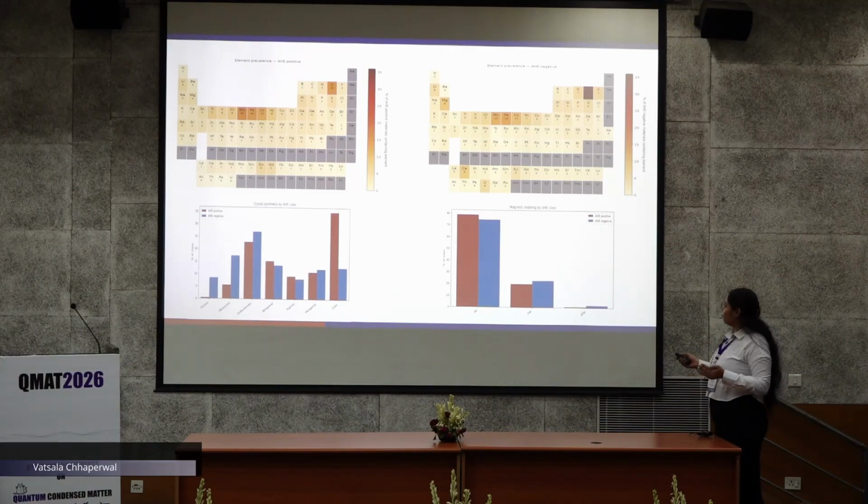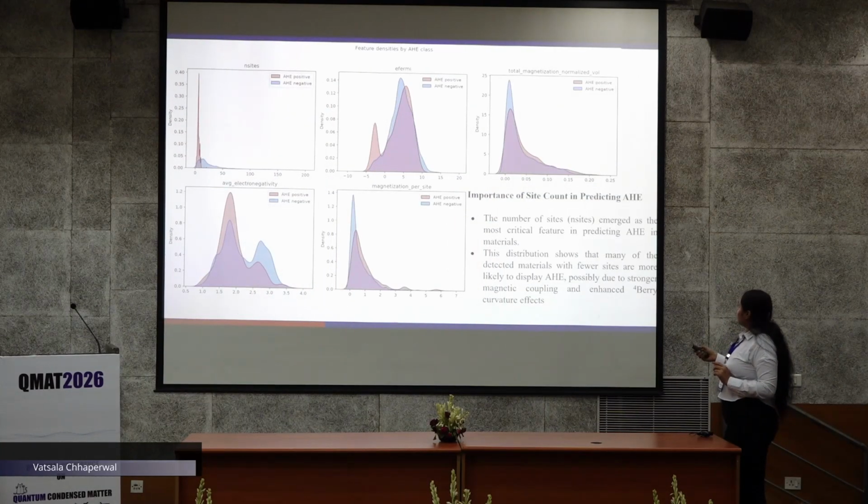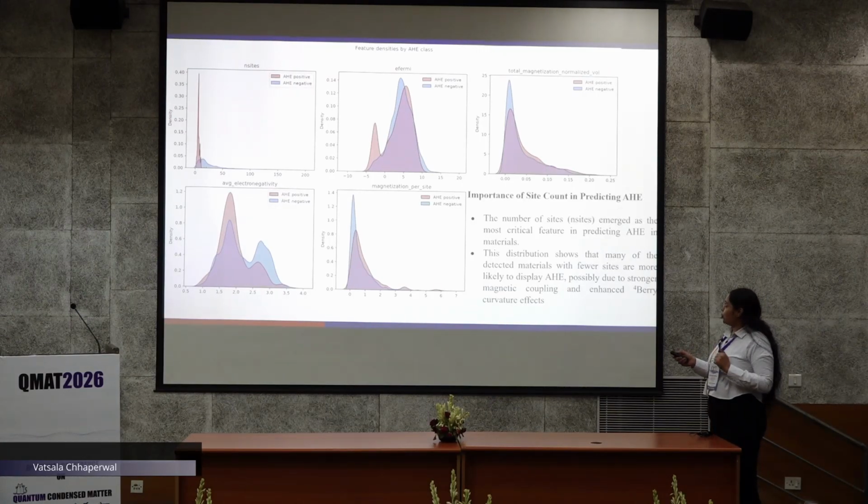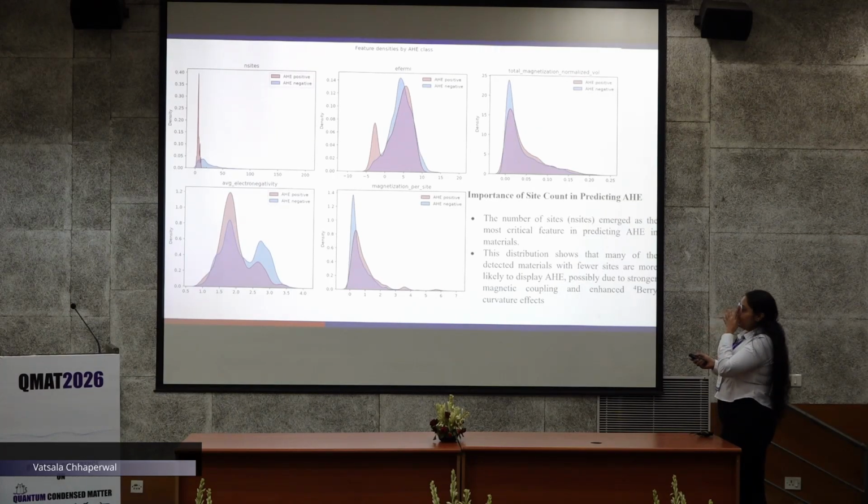This EDA was performed before the training of our model. These also show the frequency dispersion. From the first figure, for the number of sites, we see that the AHE positives are very high around the median of 4. This shows that the number of sites was one of the critical features that we found through our model. The distribution shows that many of the detected materials with fewer sites are more likely to display AHE, because of the crystal symmetries and the factors that govern it.